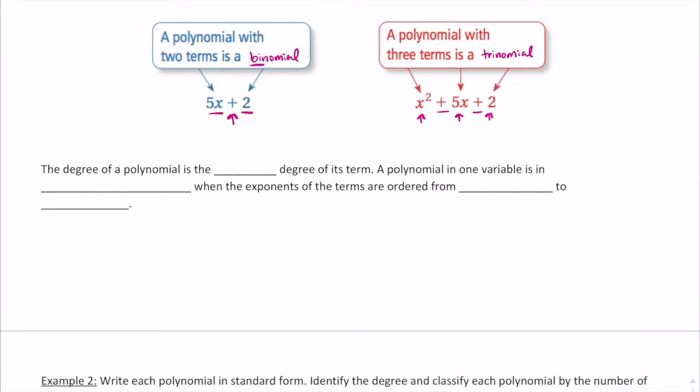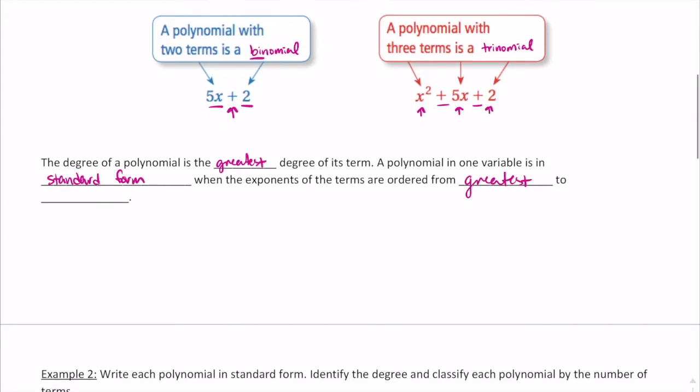Okay? So, now how do I figure out the degree of a polynomial? If it has multiple monomials, how do I figure out the degree? The degree of the polynomial is the greatest degree of its terms. So you take a look at your first term, if it's already in standard form. And that is what we're going to talk about next. A polynomial in one variable is in standard form when the exponents of the terms are ordered from greatest to least.